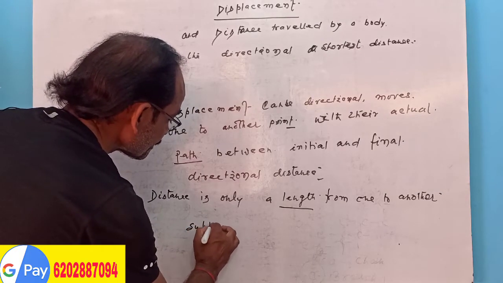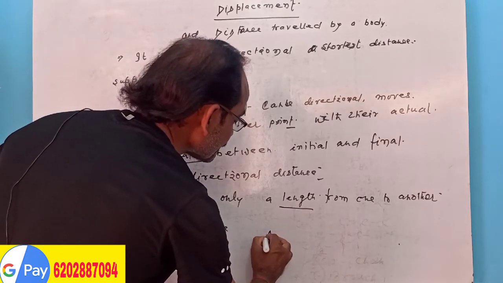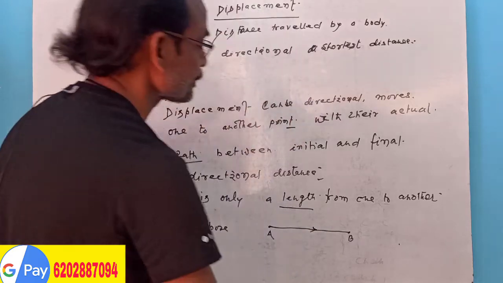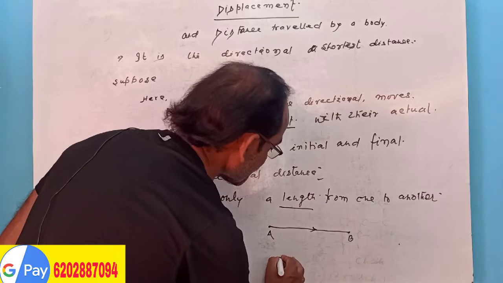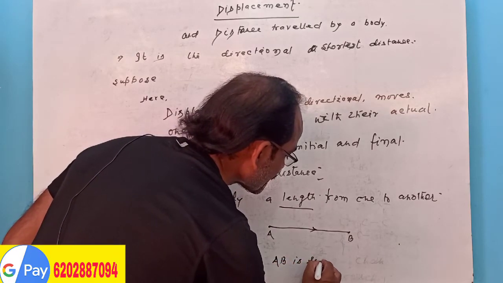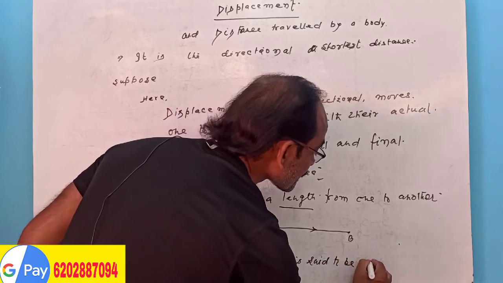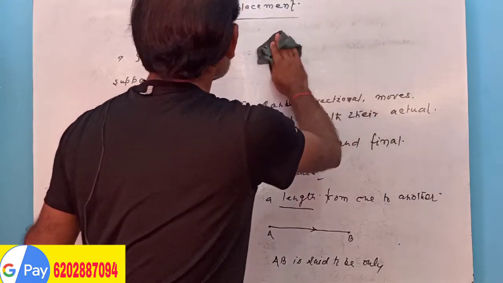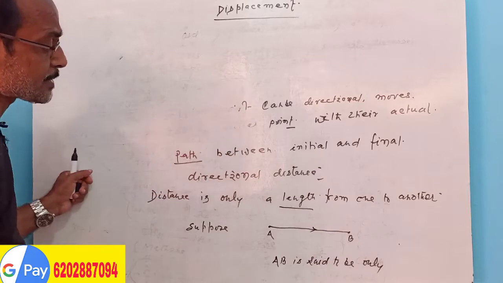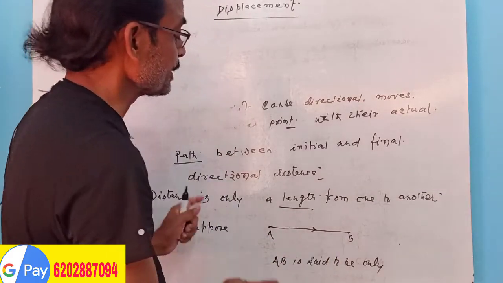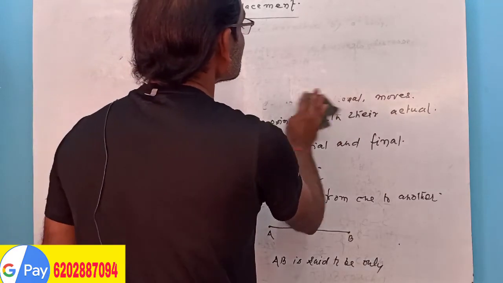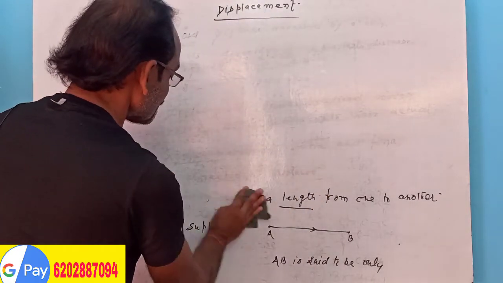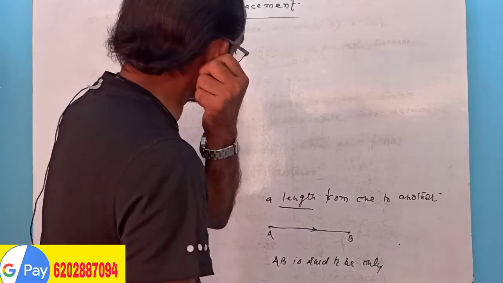Suppose a body moves from point A to point B. Here AB is said to be only distance, but when the body displaces from point A to point B in the west to east direction, then it can be said to be the displacement.